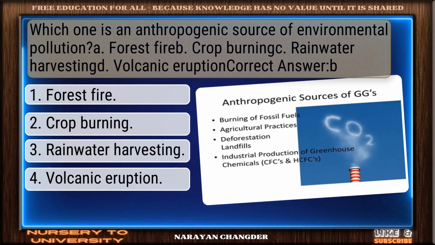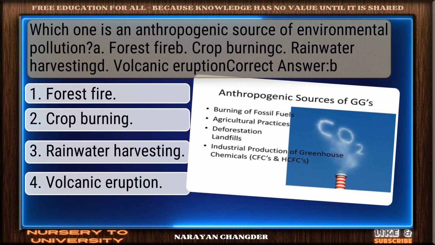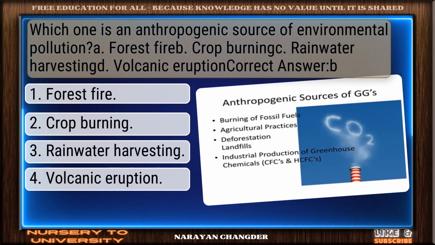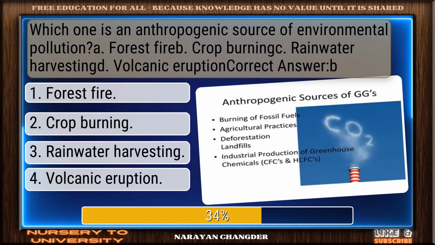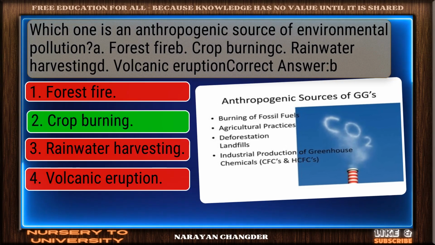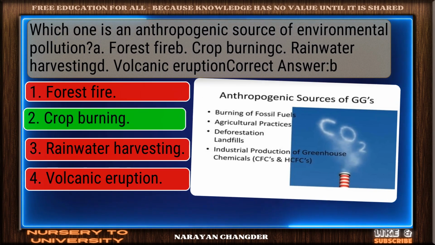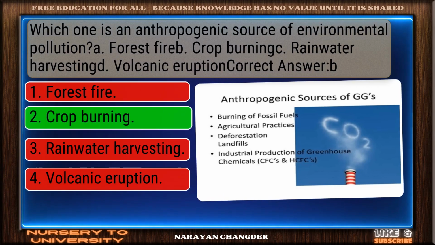Which one is an anthropogenic source of environmental pollution? A. Forest fire, B. crop burning, C. rainwater harvesting, D. volcanic eruption. Correct answer B. Well reasoned. Crop burning is the correct choice.